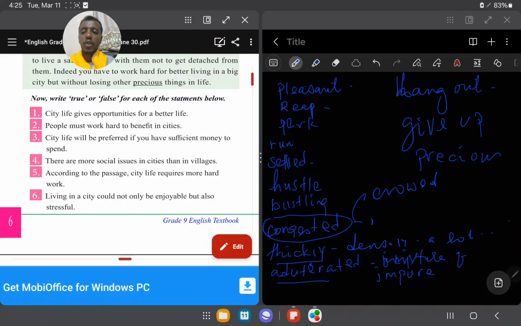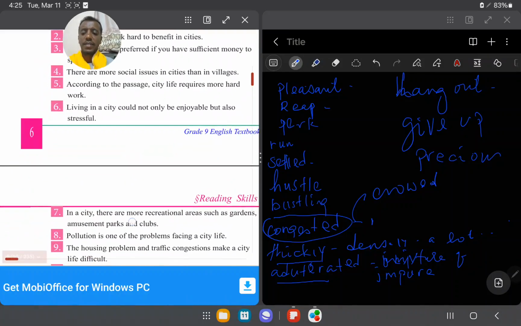Number 4, there are more social issues in cities than villages. I don't think so, yeah. We are very busy, so it is false. Others you can practice.